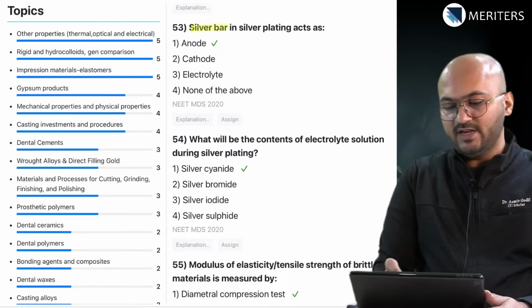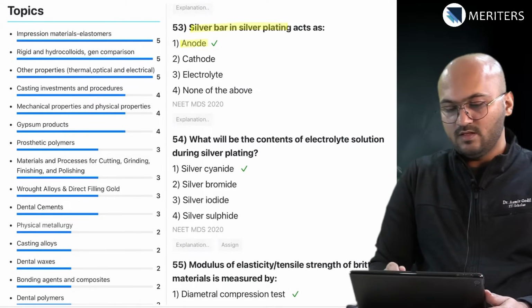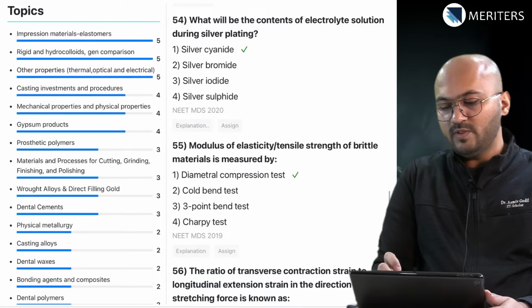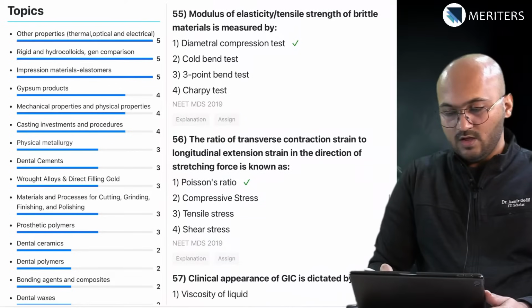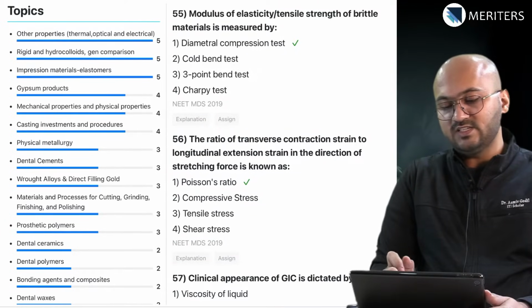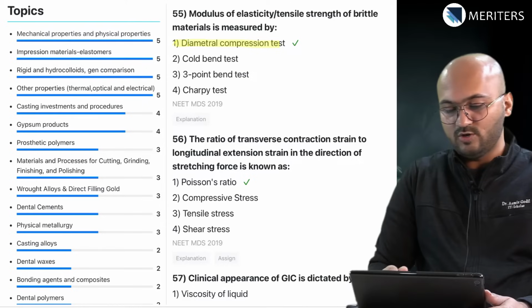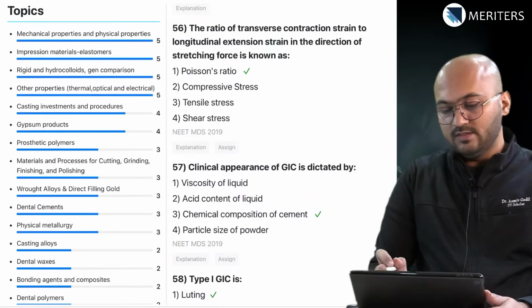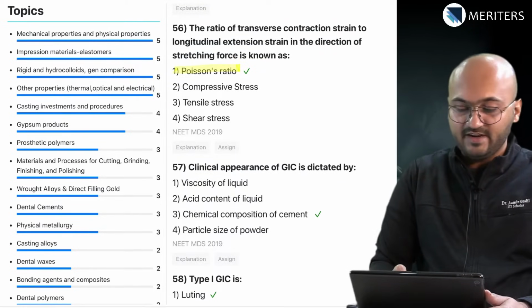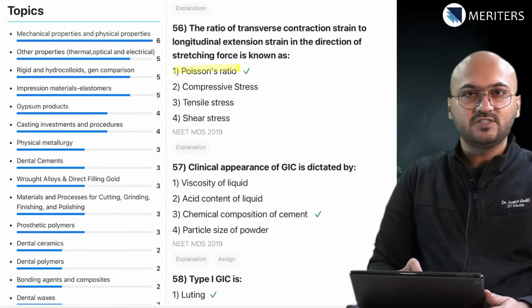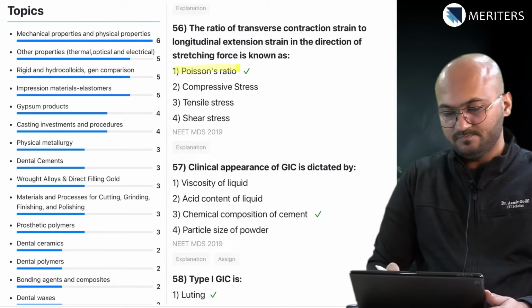Silver bar in silver plating acts as anode. What will be the contents of electrolyte solution during silver plating? Similar question, silver cyanide. Modulus of elasticity or tensile strength of brittle materials is measured by diametral compression test, physical properties. Then the ratio of transverse contraction strain to longitudinal extension strain in the direction of stretching force is known as Poisson's ratio, direct definition.